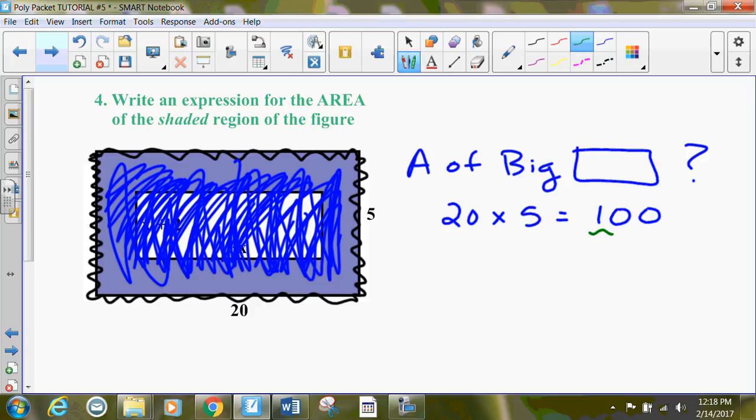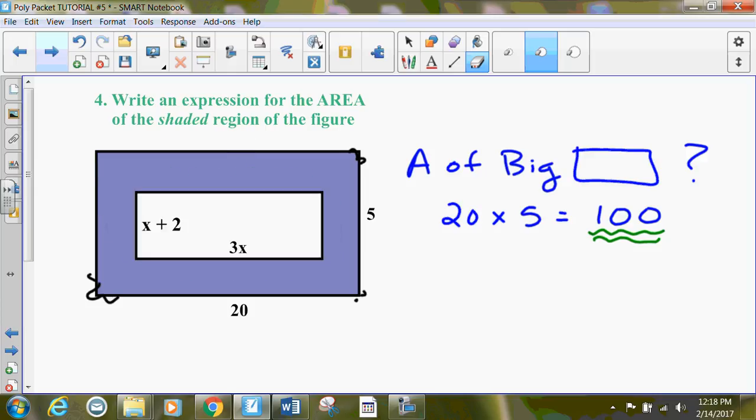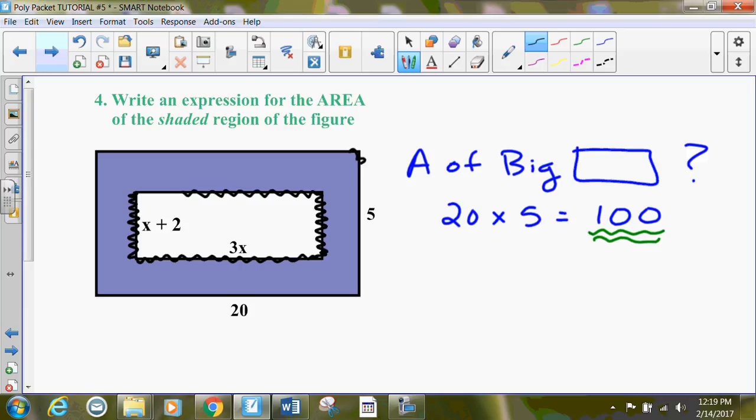We're going to come back to this in a second, because they didn't ask us to find the area of the big rectangle, right? They asked us to find the area of the shaded region. Well, when you think about it, the shaded region is just the area of the big rectangle minus the area of the small rectangle, right? If I took this small rectangle and cut it out from the big rectangle, what I'd have left is the shaded part. Do you see that?